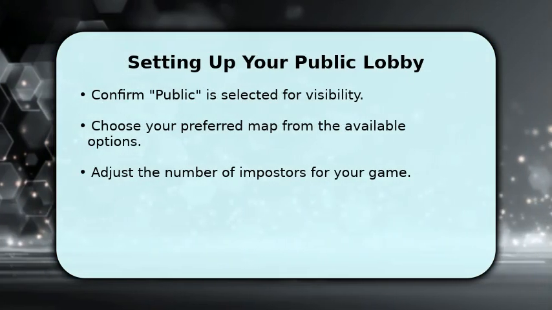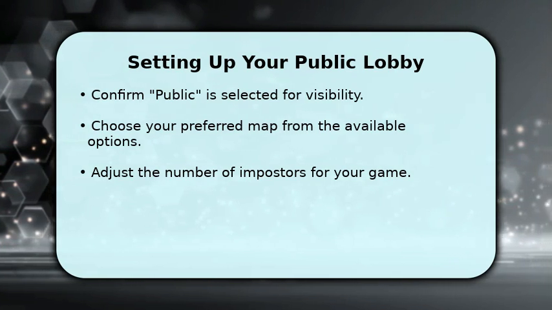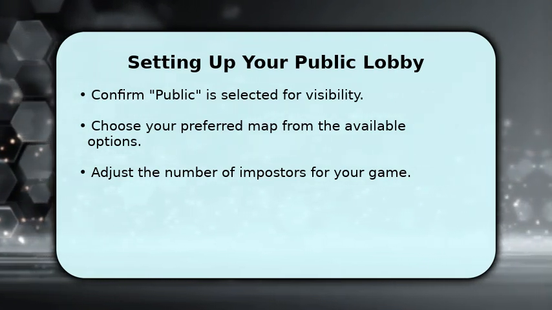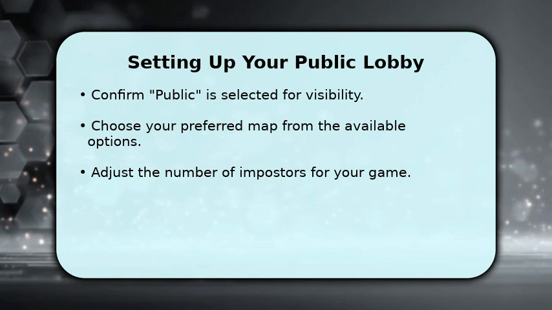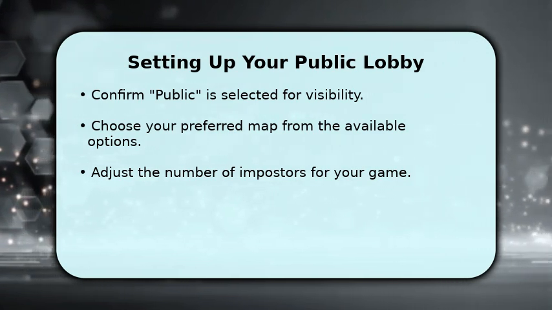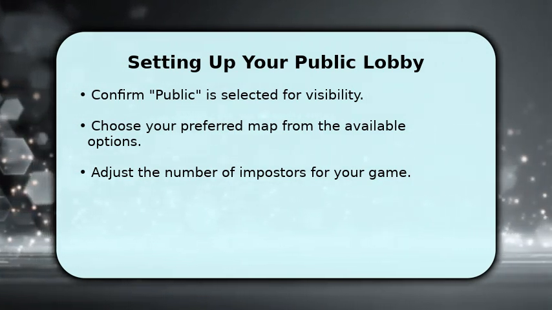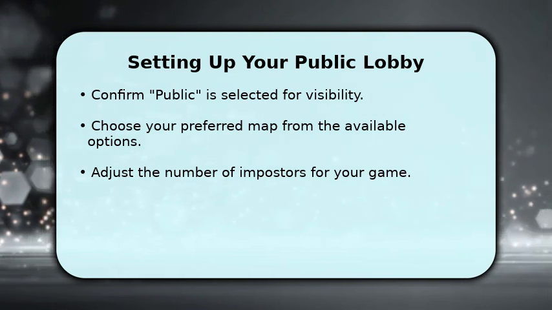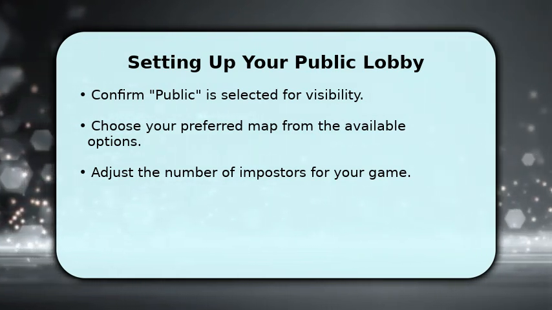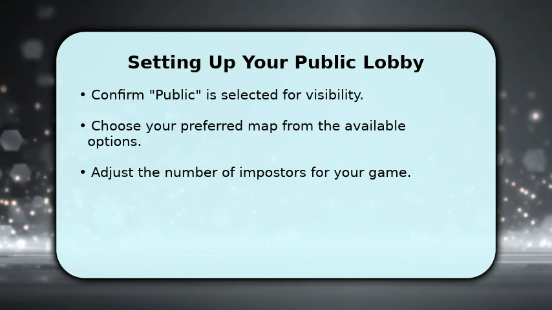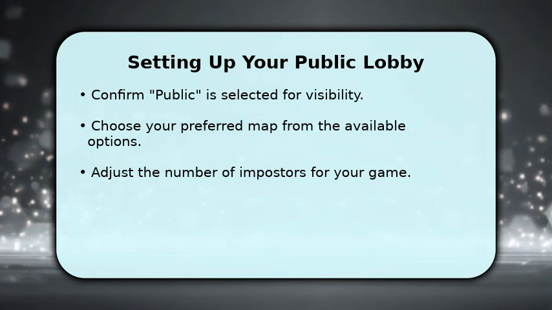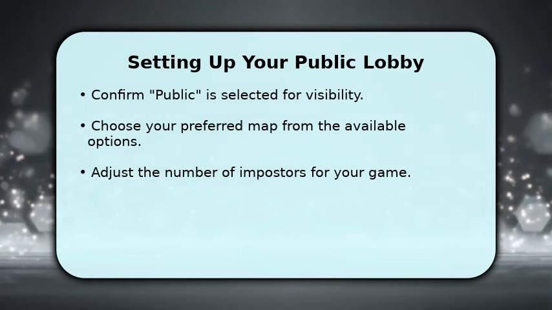After selecting Host Game, you will see options to configure your lobby. Ensure that the public setting is active so other players can join. Next, pick your desired map from the 4 available choices, such as the Skeld or Polis. You can also decide on the number of imposters, typically 1, 2, or 3, to suit your preferred game difficulty.